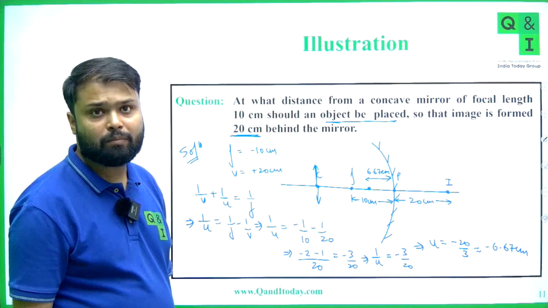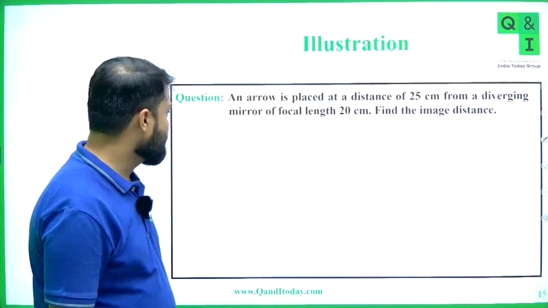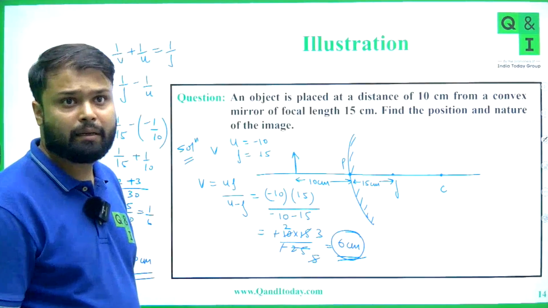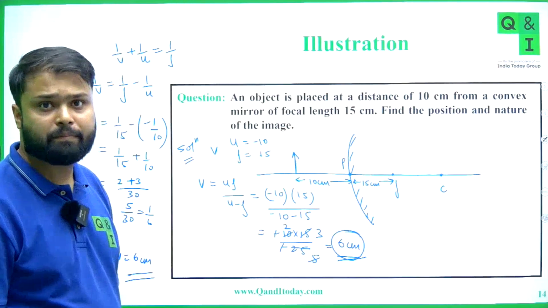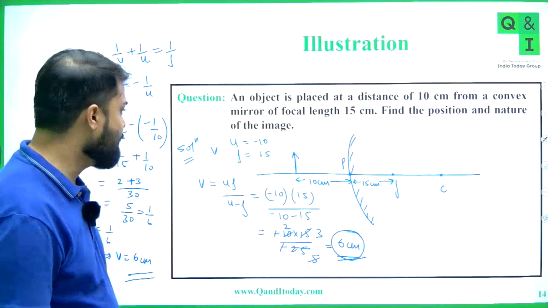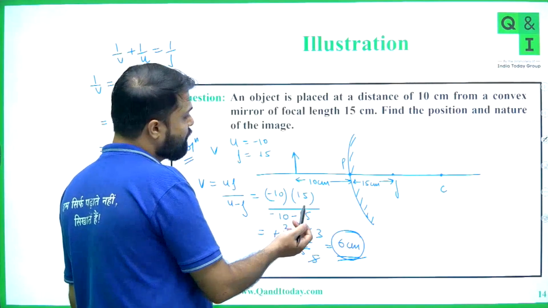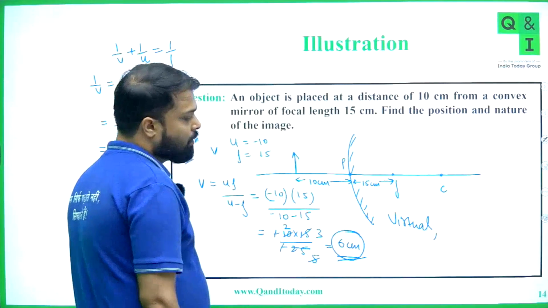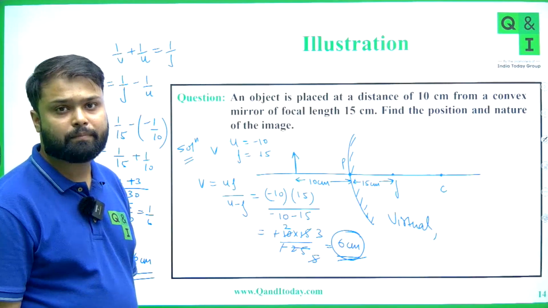Yes or no? So you can cross check your answers. Anyone having doubt in calculation? No doubt, sir. Okay. Now tell me the nature of the image. Virtual and erect. Okay. So can we say that the image is forming behind the mirror? That means the image is virtual. Okay. Clear? Any doubt? No doubts, sir.